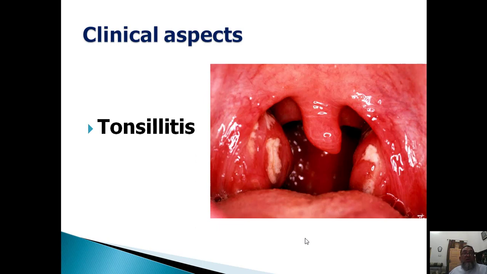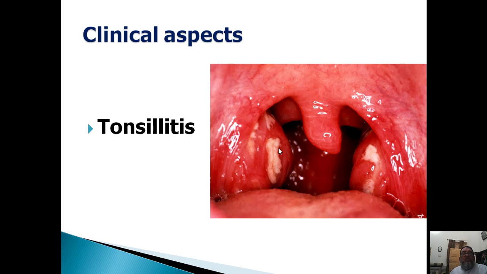Now we'll come to the clinical aspects. Look at the picture. Tonsillitis, this is the diagrammatic presentation. How much inflammation and enlargement of the inflammatory process within the tonsils on both sides. There is exudate on the surface of the mucous membrane, swollen, reddish. So inflammatory response in the palatine tonsil is called tonsillitis. Very common in teenage, adulthood and childhood.